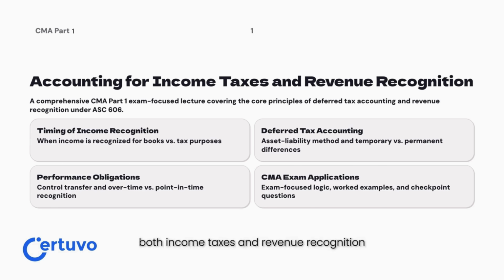So, from the beginning, I want you to keep one major idea in mind. Both income taxes and revenue recognition are deeply connected to timing. For income taxes, we are asking, when is income recognized for books and when is it recognized for tax purposes? For revenue recognition, we are asking, when has the company actually earned revenue under GAAP? So the question is not only how much, the bigger accounting question is often when.